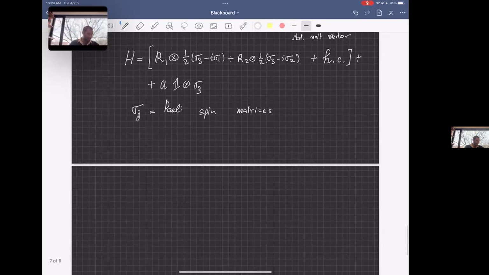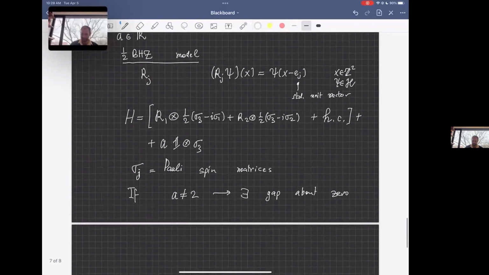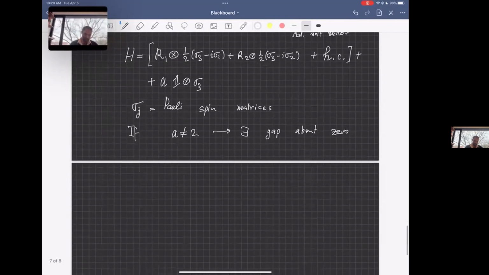So it turns out that if A is not equal to 2, then there is a gap about 0. This model in principle will have two bands. The easiest way to see this is to recognize that this model is translation invariant. So you can actually do a Fourier series or a Bloch decomposition, if you will, and study its spectrum. It just so turns out that when A is not equal to 2, then there is a gap about 0.